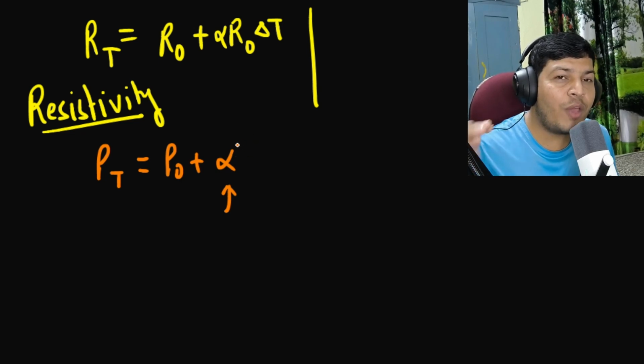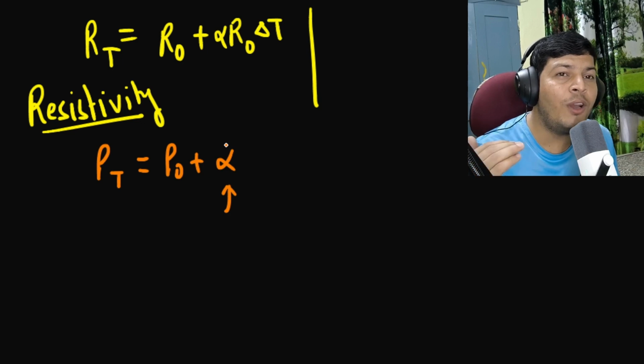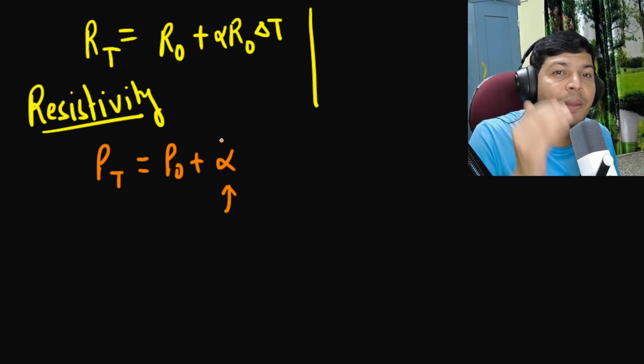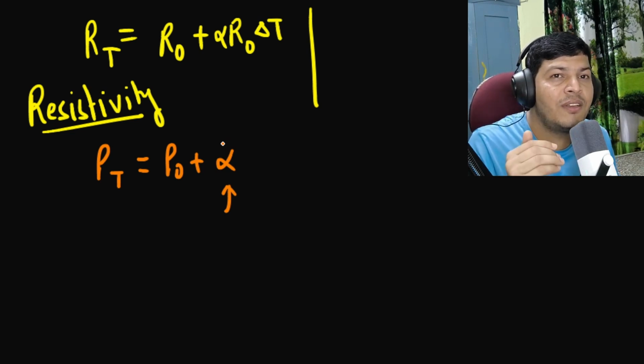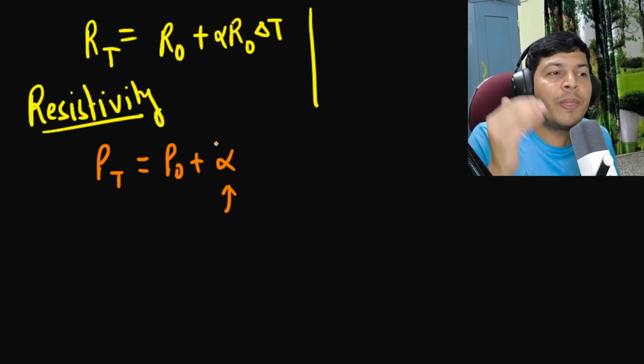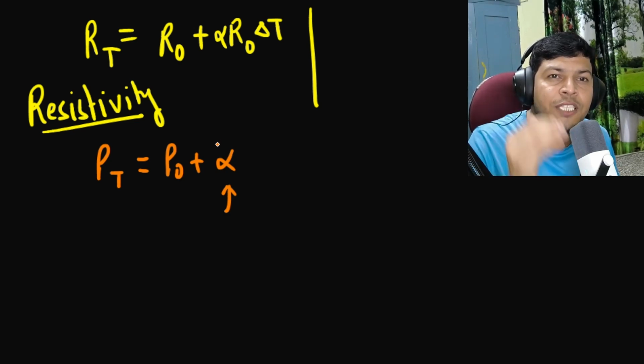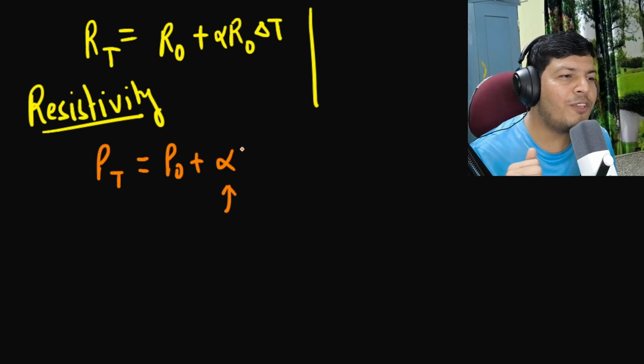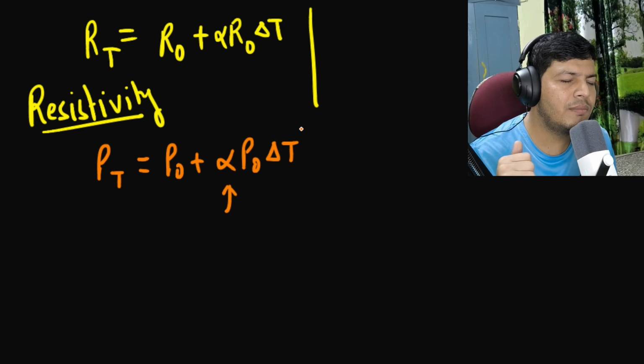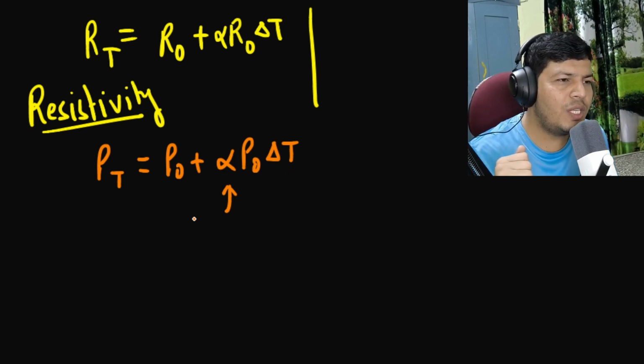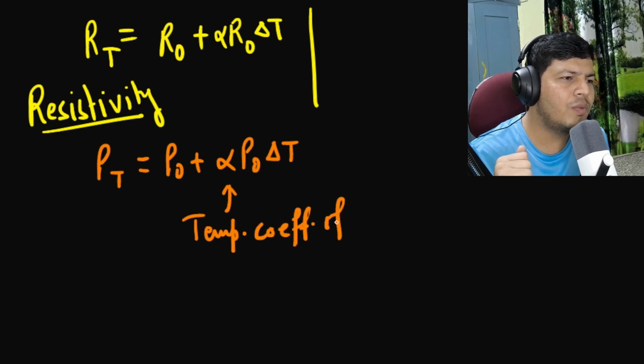Is that okay? So when you are talking about resistance, you have to say temperature coefficient of resistance. When you are talking about resistivity, you have to say temperature coefficient of resistivity. Here alpha is temperature coefficient of resistivity. So I can write again rho naught and then alpha and then change in temperature. So this is, let me just write, temperature coefficient of resistivity.